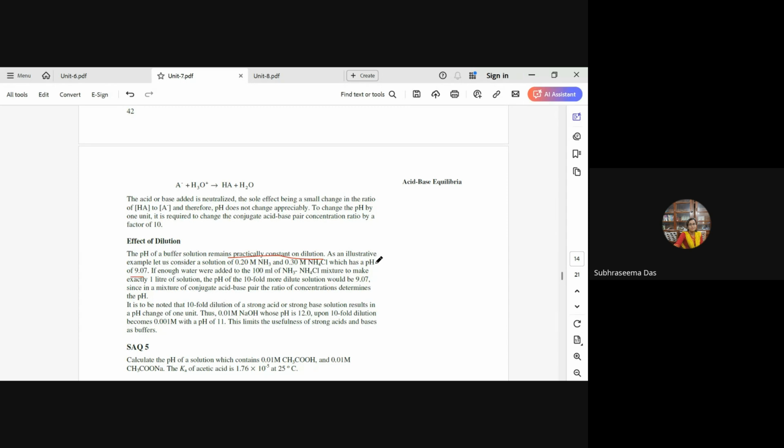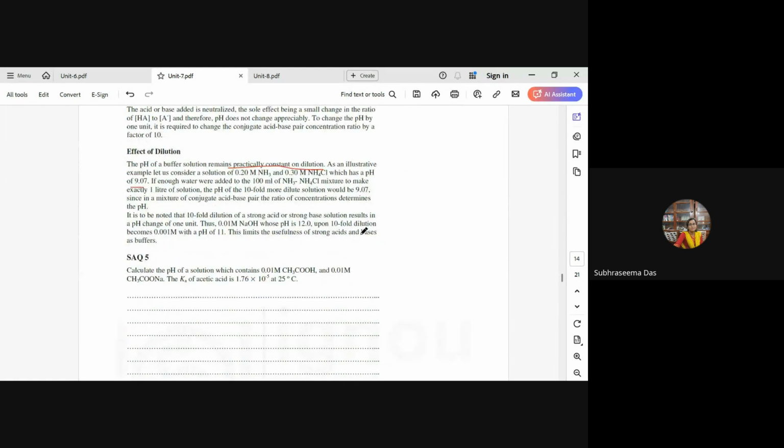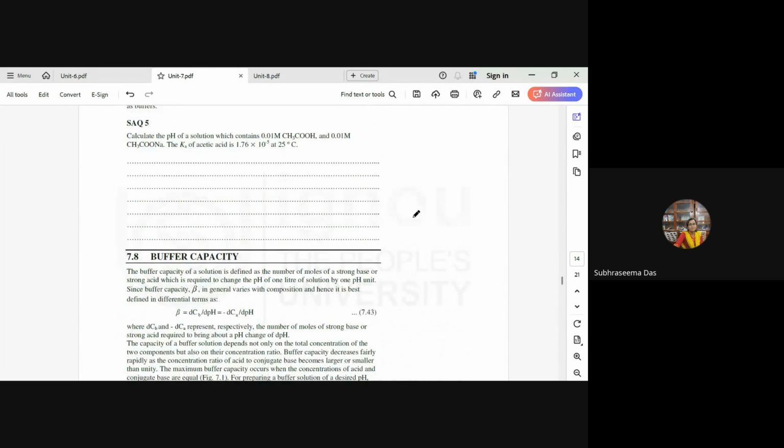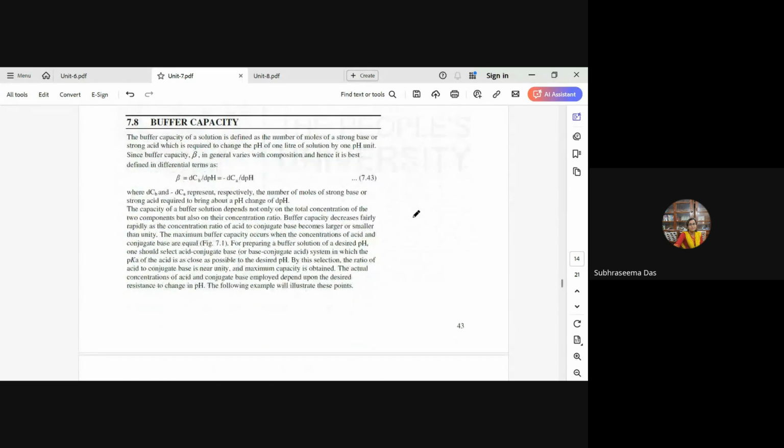So we need to know that a tenfold dilution results in just a pH change of 1 unit. So when 0.01 molar NaOH, whose pH is 12, is diluted tenfold, that becomes pH 11. This limits the usefulness of strong acids and bases as buffers. That is why dilution has no effect on the pH of a buffer.